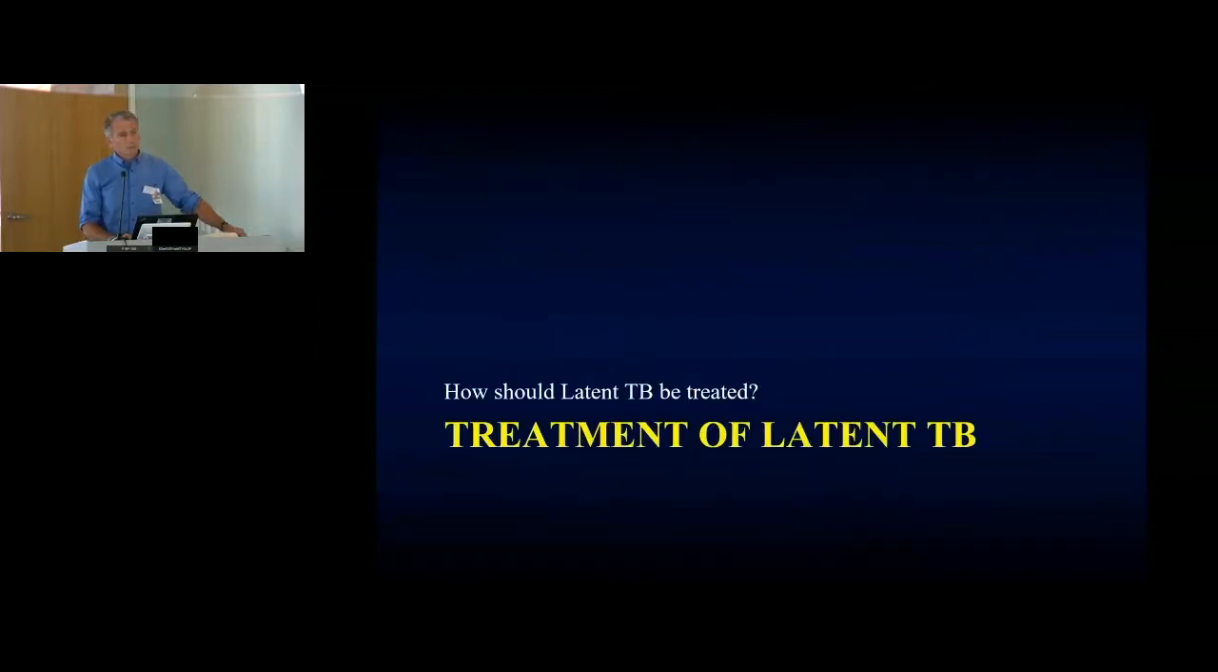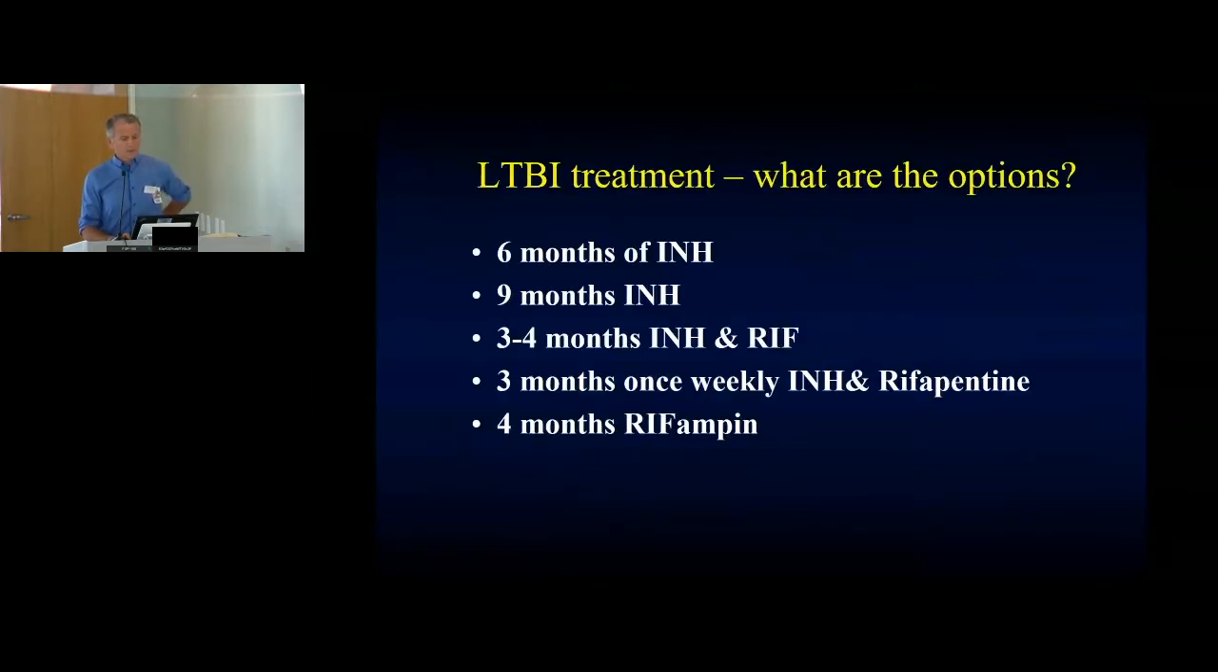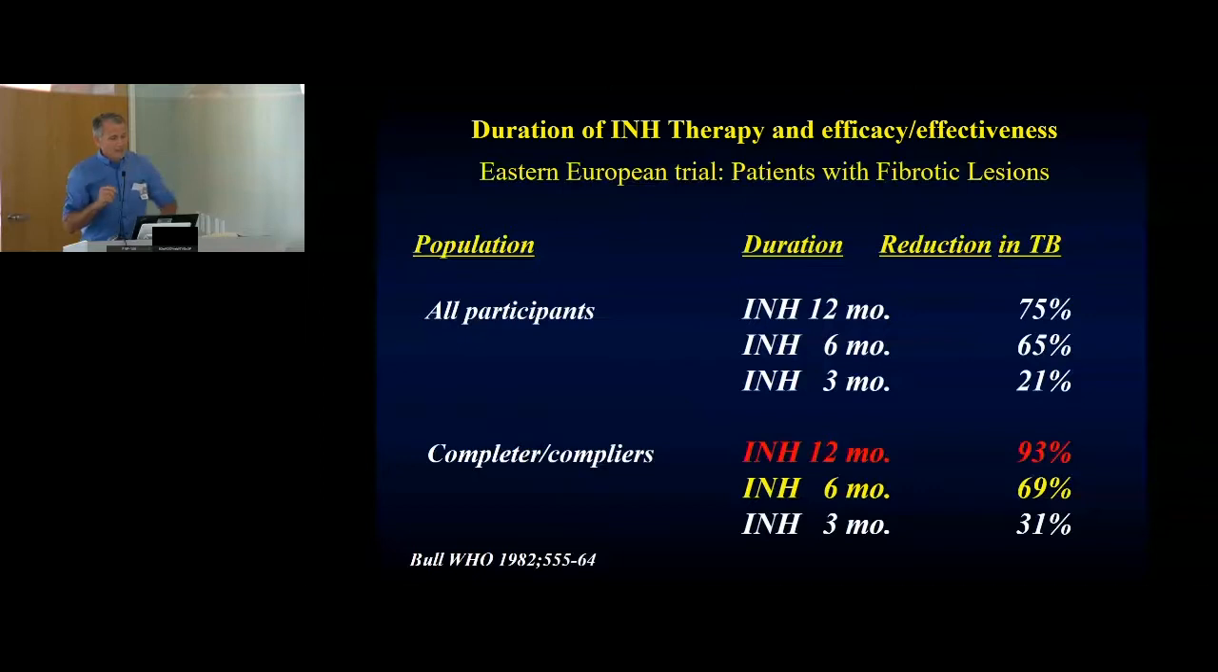Okay, so that's who. Now, how should you treat it? First of all, what are the options? There's 6 months of INH, which is kind of, how should I say it, the Volkswagen approach put forward by WHO. Then there's 9 months of INH, more effective but longer, 3 to 4 months of INH and RIF, and other options. I'm going to run through a couple of them very quickly. So first of all, Frank, this is for you.